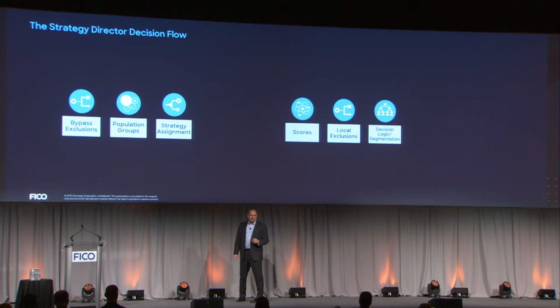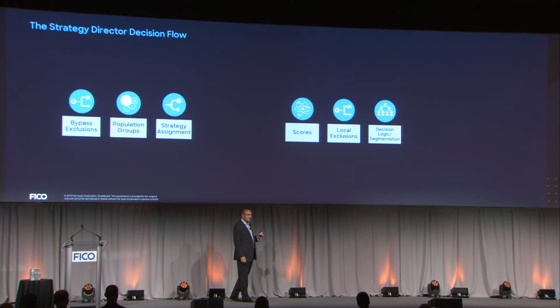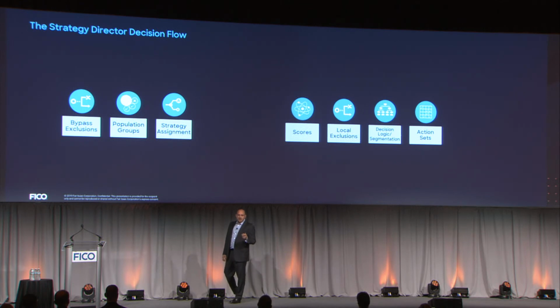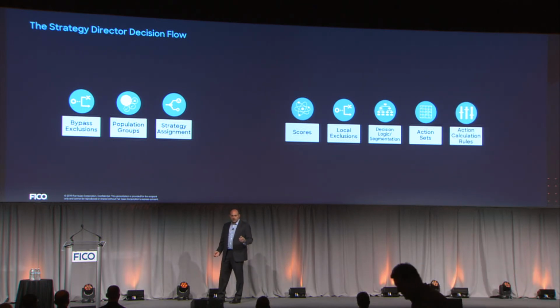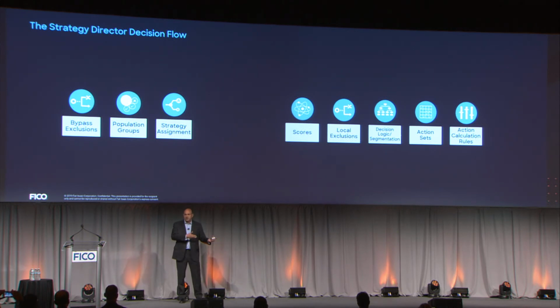Next is the fine segmentation step of the strategy. This is where our users spend the bulk of their time. We call this the strategy. And it allows our customers to make very precise decisions that result in the assignment of an action set. And the final step in this flow is the action calculation rules, which takes the action sets and transforms them into the decisions that our customers ultimately want to make.